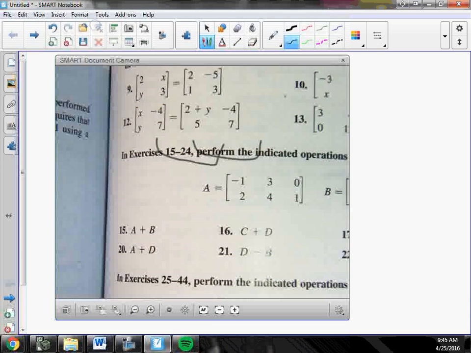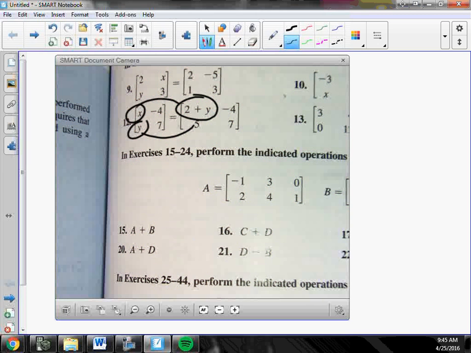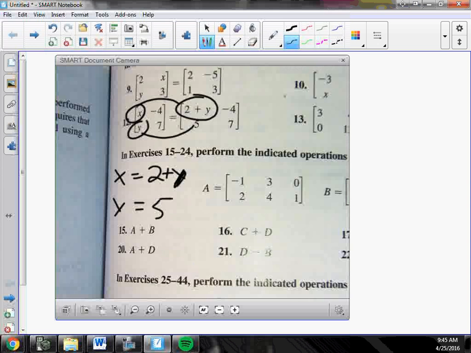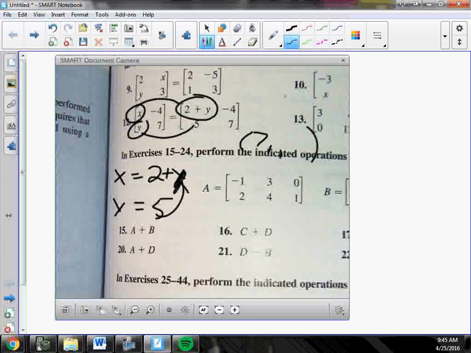Look at number 12. Now I have x is equal to 2 plus y, and y is equal to 5. This is a system of equations. X equals 2 plus y, and y equals 5. So the coordinate would be, plug this in, 2 plus 5 is 7, comma 5. Okay, look at number 14.